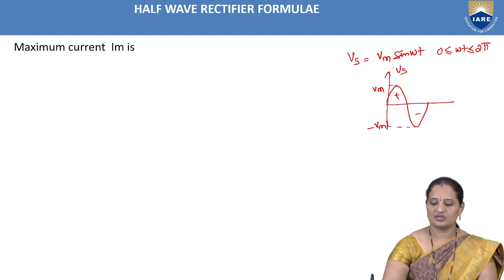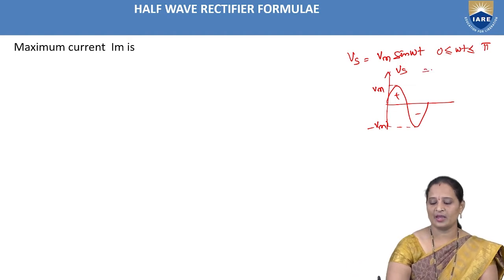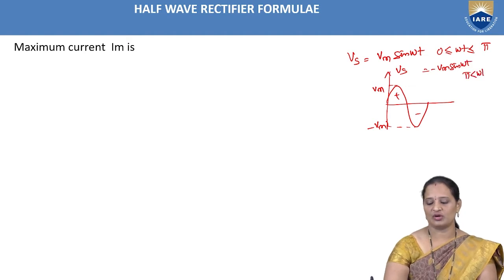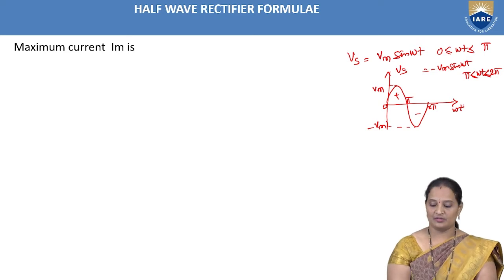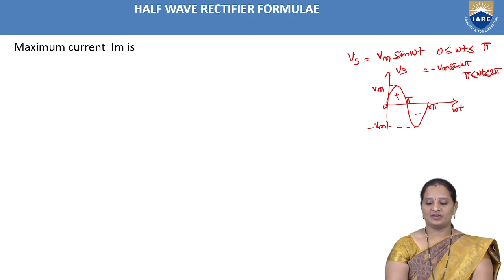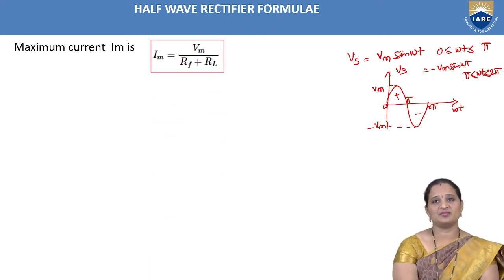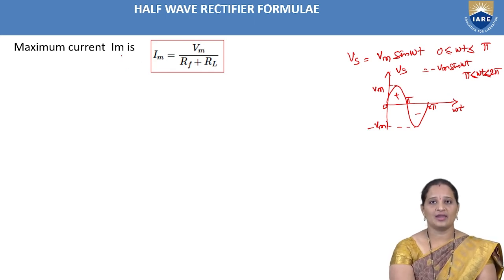So we can represent it as plus Vm sine omega t for 0 to pi, and minus Vm sine omega t for pi less than or equal to omega t less than or equal to 2 pi. This is 0, pi, 2 pi. On the x-axis we take the angular frequency, omega t, and on the y-axis the magnitude. For the current applied, as you all know the circuit diagram of the half-wave rectifier, the maximum current, represented by Im, is given by Vm by Rf plus Rl.